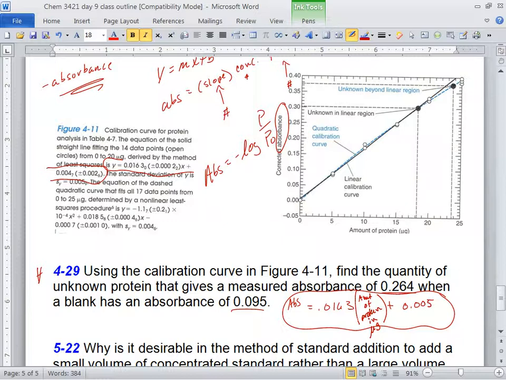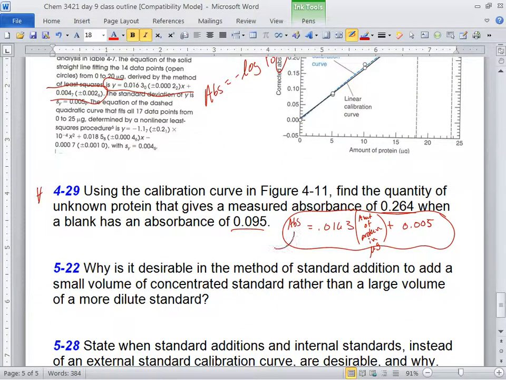So in your unknown of 0.264 absorbance, is all of it due to the protein? For some reason, they didn't push the 0 button. They actually measured what the absorbance was, 0.095. They want you to subtract 0.264 minus 0.095, and that's the signal of your unknown. So that's the number that goes in for the absorbance. That's what they want you to do.